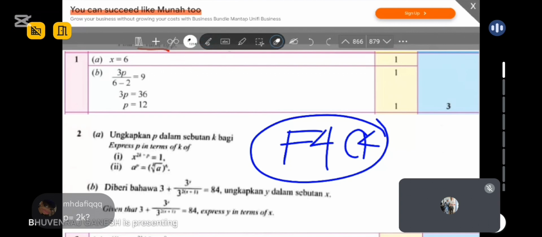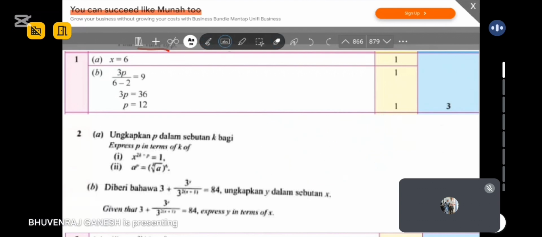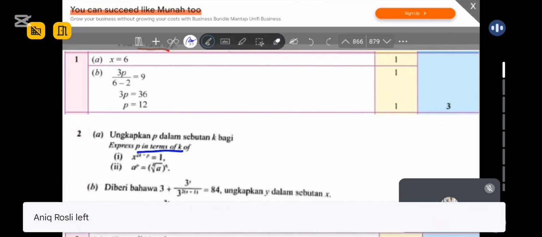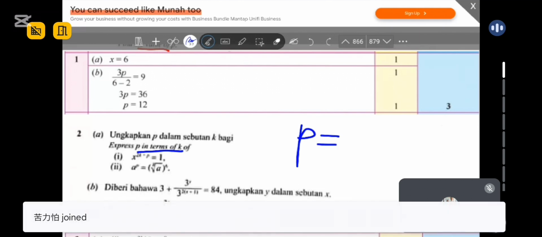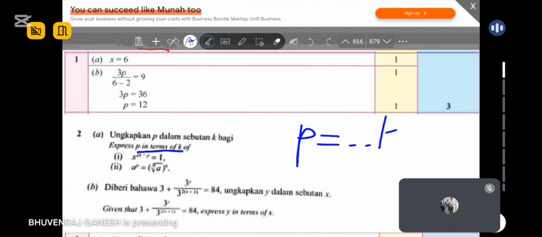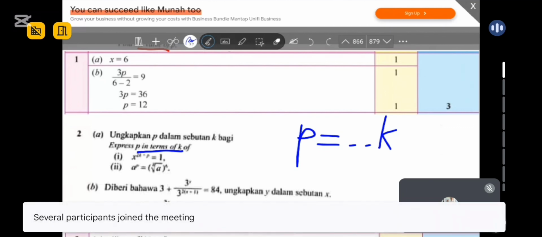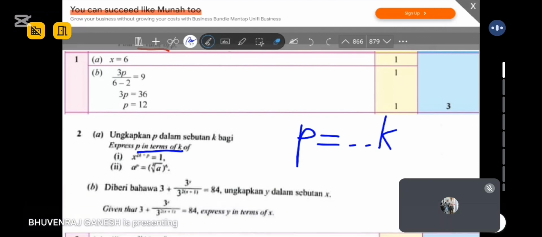Okay, guys. So the first question, they ask you to express P in term of K. Ungkapkan P dalam sebutan K. Maksudnya apa, guys? Jangan terlalu cepat. Okay, so maksudnya P sama dengan apa-apa K. Okay, this is how you should expect your answer to be, guys. P equal to something something K. Okay, so now you need to fill up what is the something. Okay, so now, first question.